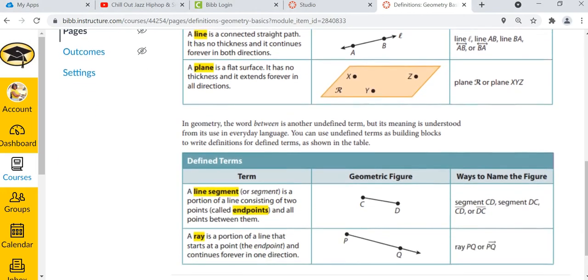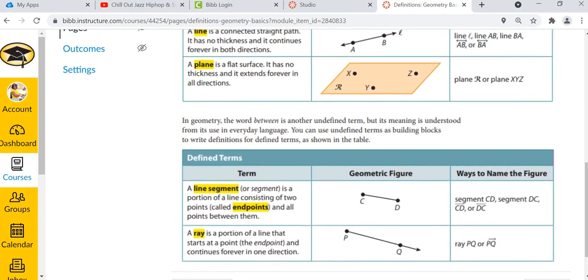Alright, further undefined terms we might want to talk about is a line segment and a ray. A line segment is just a segment of a line, a portion of a line, meaning it has a starting point and an end point. Because remember, a line never ends. But when we take a piece of that line, it's going to have 2 endpoints, where it starts and where it ends. We call them two endpoints.